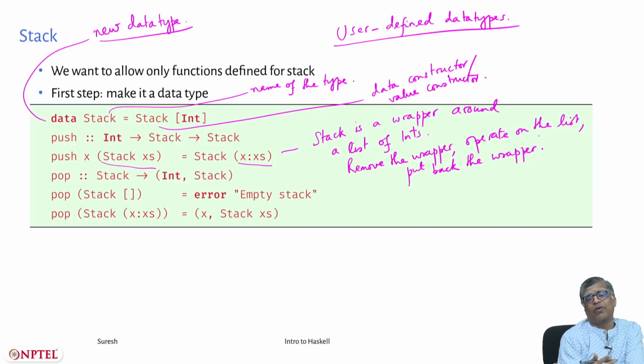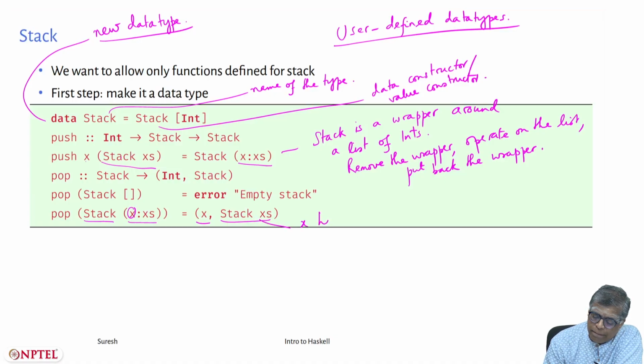And similarly, if I want to pop, if you have wrapped the empty list in the stack, then you print an error. Otherwise, if it's Stack with the wrapper, and then you have the list which is x followed by xs, then you can extract the x, produce it separately, and then the remainder of the stack is Stack xs. So x has been removed. Okay, so this is one step higher.